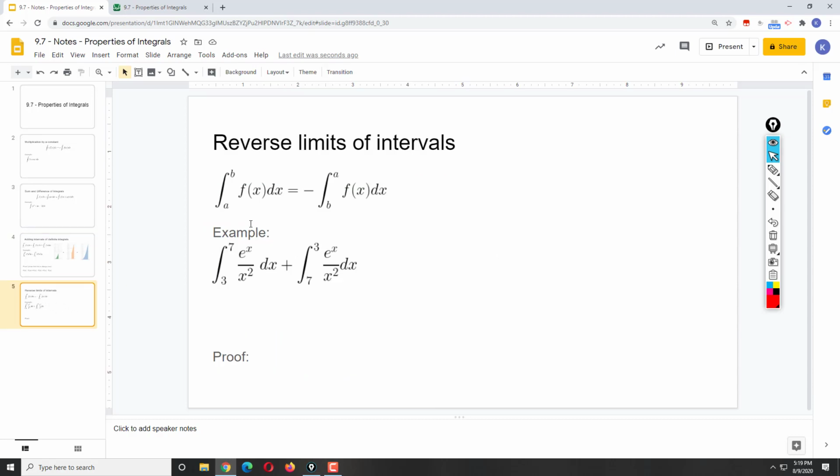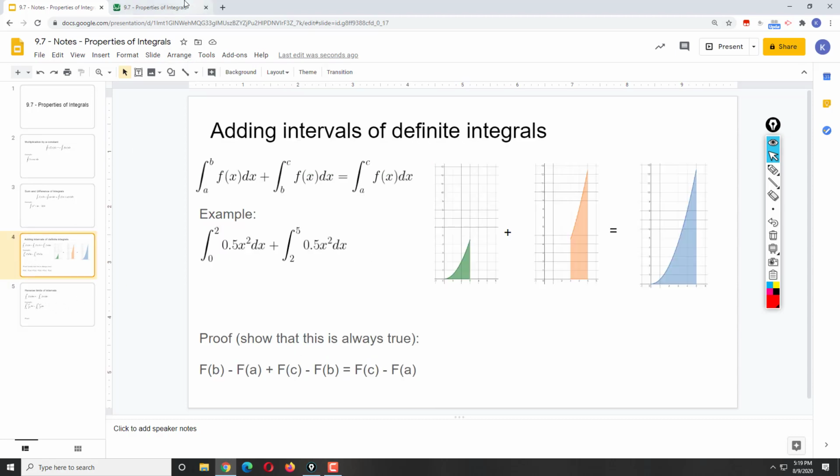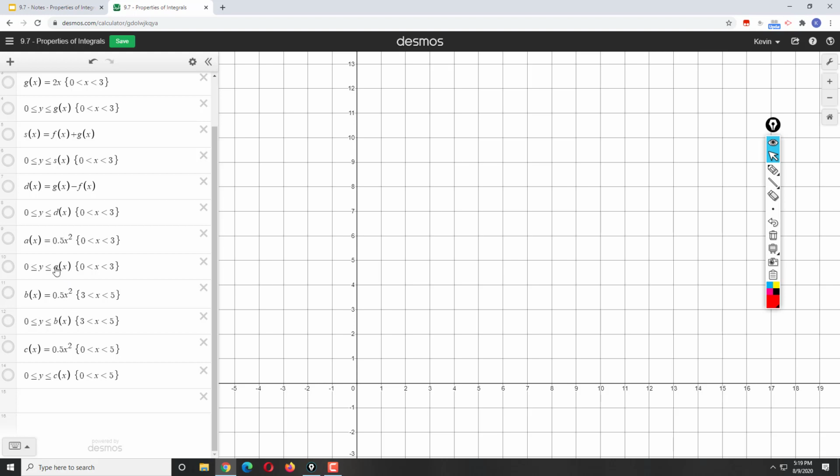Next, actually let's look at the graphs. So here's the function from 0 to 3. The function is 0.5x squared. It's the area under the curve, that's the integral. Here's the same function from 3 to 5. If we add these two integrals, that's the same as the integral from 0 to 5. That's all that means. We're adding two areas, so that works.